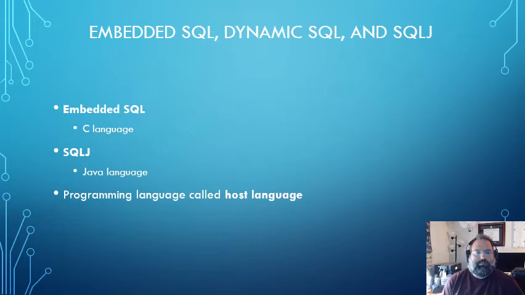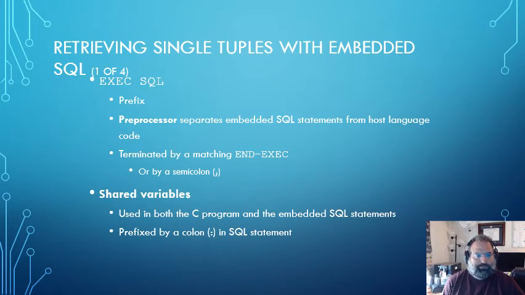So when we talk about embedded SQL, dynamic SQL, and SQLJ, embedded SQL is typically used whenever you're dealing with something like a C language. So you're sticking SQL inside of the C language with some special tags that essentially convert it into something that can connect to a database server. SQLJ is something similar for the Java language, and programming languages are sometimes called a host language. That's the host language in which the embedded code is running.